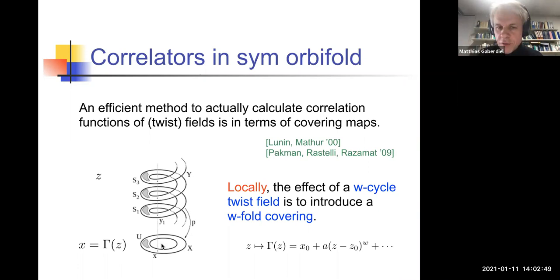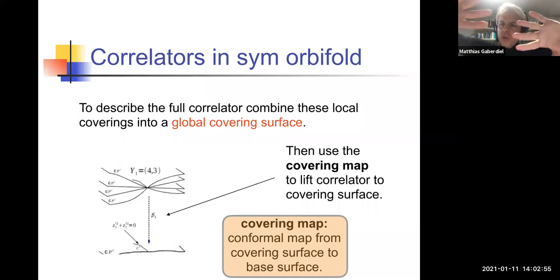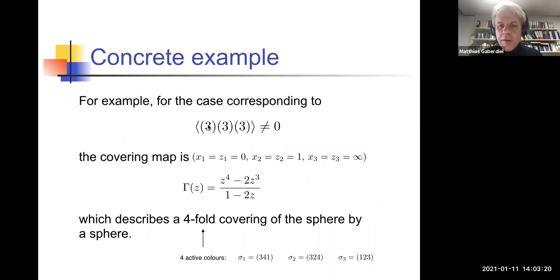So the idea is that you do this near each of these twist fields, and then you want to glue together the different sheets of this covering in order to get a global covering map that has the property that near each of the twist fields, it has this property, but it doesn't have any other funny twist insertions. Otherwise, it's simply a regular holomorphic map from some Riemann surface down to the Riemann sphere with the insertion of these twist fields.